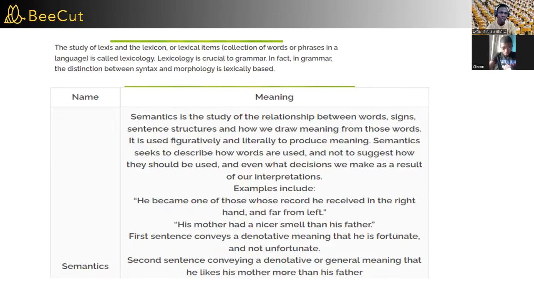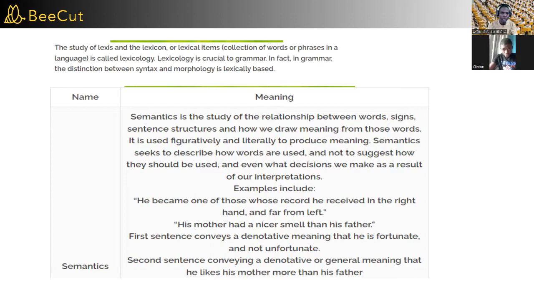This is crucial to grammar. In fact, in grammar, the distinction between syntax and morphology is lexically based. For you to be able to know your syntax and your morphology, you have to understand what lexis and structure is all about. So the first thing we're going to be looking at under the elements of lexis and structure is semantics. Semantics is the study of the relationship between words, signs, and sentence structures, and how we draw meaning from them.